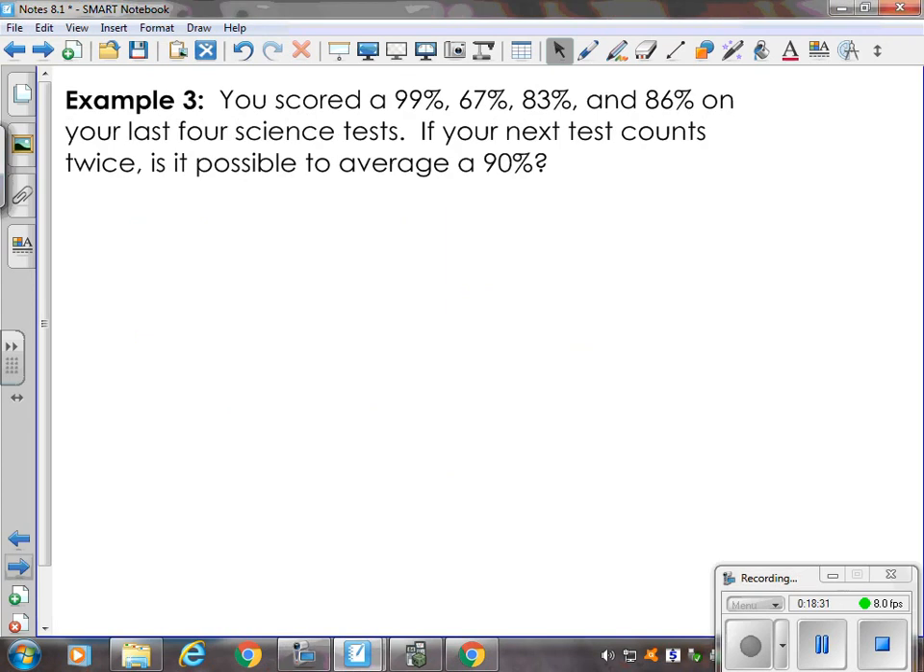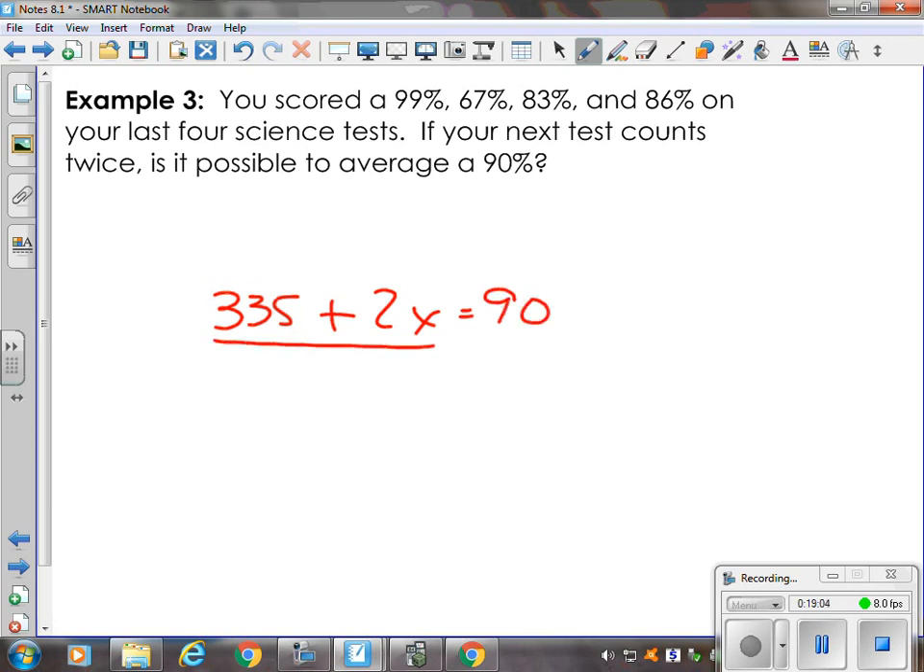So in this problem, if you said 99 plus 67 plus 83 plus 86 plus blank divided by 5 equals 90, what did those 4 numbers add up to? Okay, so once you added those together and you got 335 plus, this time you're going to take 2 more tests. Did you put 2 X's in? Okay, and it's going to be, well, actually it was divided by 6. I said 5. But it was divided by 6, so if you divide it by 6, then this number here changes to what?